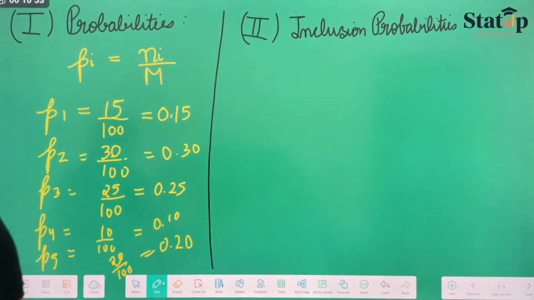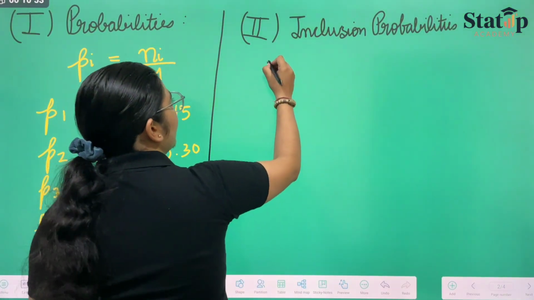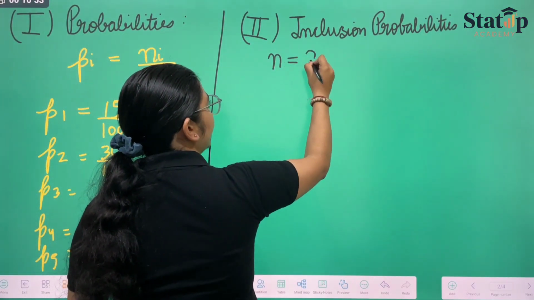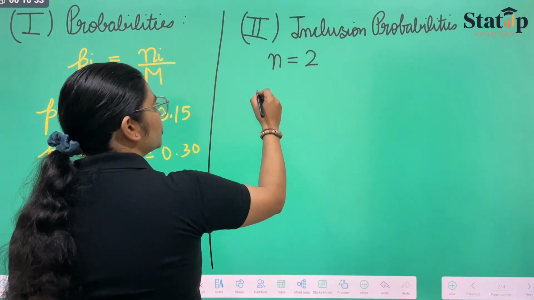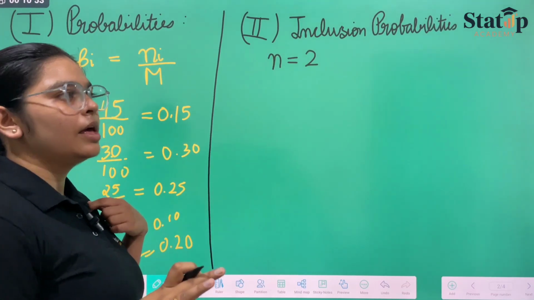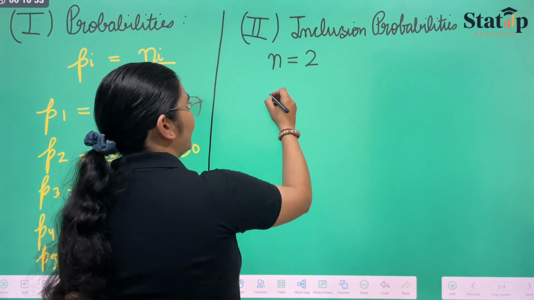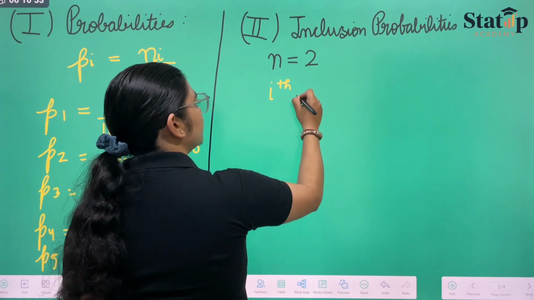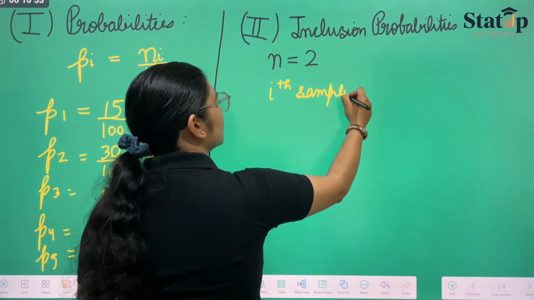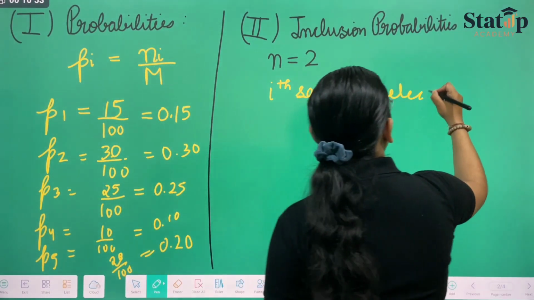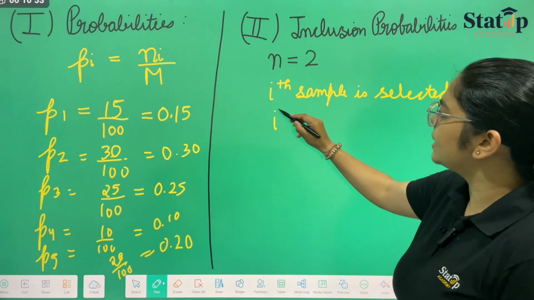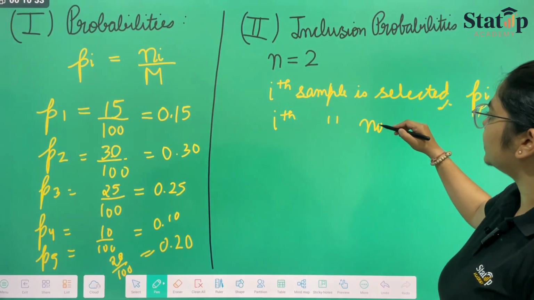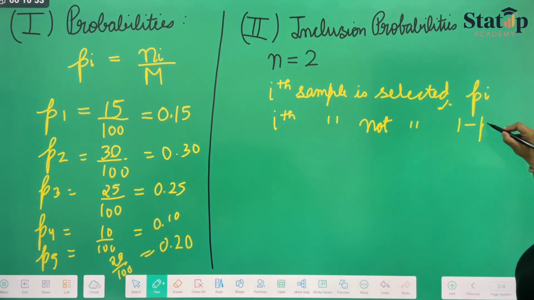Now we will be calculating the first inclusion probability. Here n, the sample size that has been selected, is 2. So for the first inclusion probability, let us consider that the ith sample is selected. This has probability Pi. Then if the ith sample is not selected, it will be 1 minus Pi.